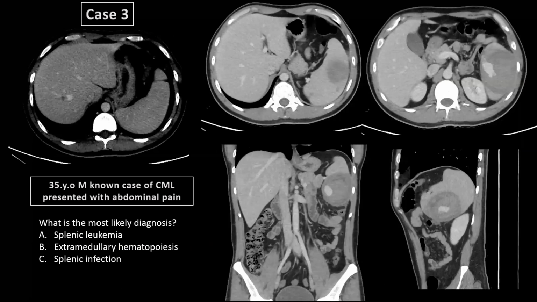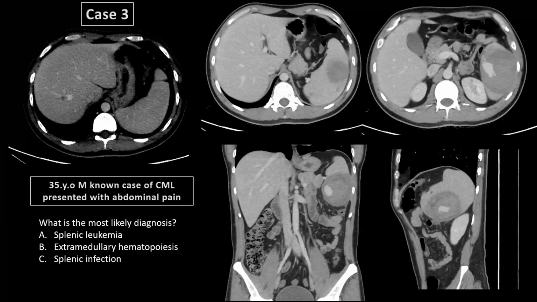Okay, so moving on to the next case. This is a 35-year-old known case of CML, presented with abdominal pain. I will launch the polling. What is your most likely diagnosis? Okay, I will end the polling now. I'm sharing the result with you.